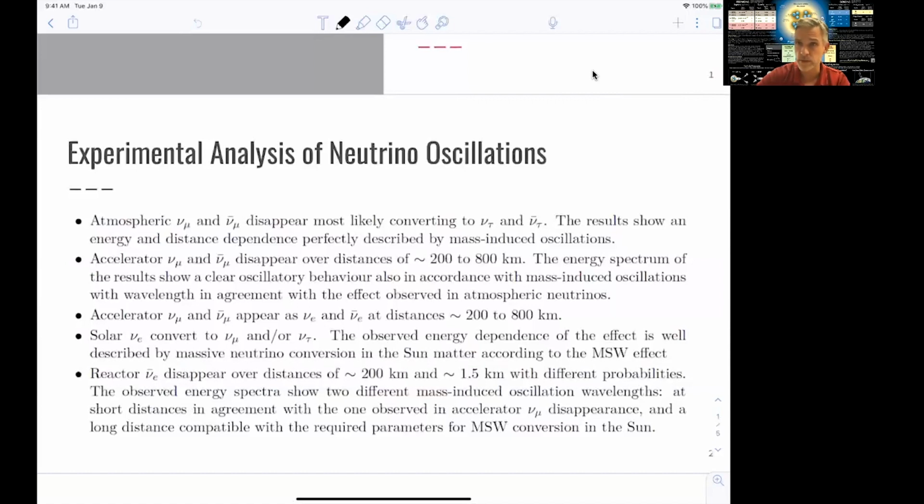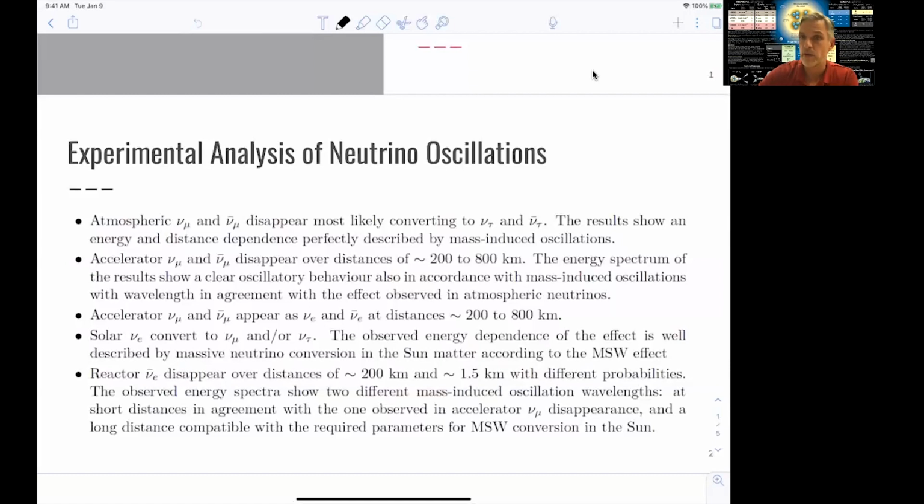There is more detail to the story than I'm giving you here, where we would have to discuss the matter effects of neutrinos. That is for a different lecture. That goes beyond the scope of what I want to discuss here. From reactor neutrinos, we also know that anti-electron neutrinos disappear as well.